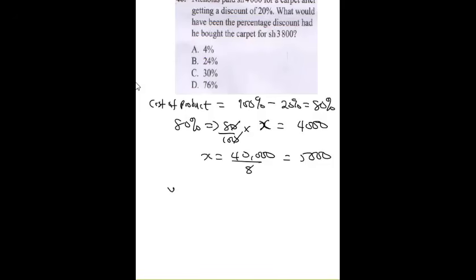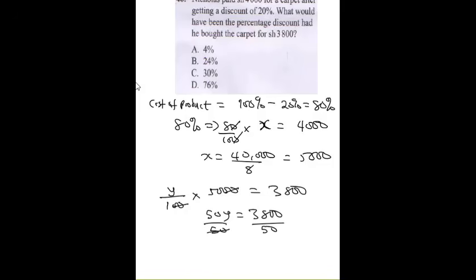So let's get the discount at which he bought it at 3,800. So let's call the discount Y. So this will be Y over 100 multiplied by 5,000 is going to give us what? 3,800. So 00 is going to cancel 00. So you have 50y is equal to 3800. So divide both sides by 50.